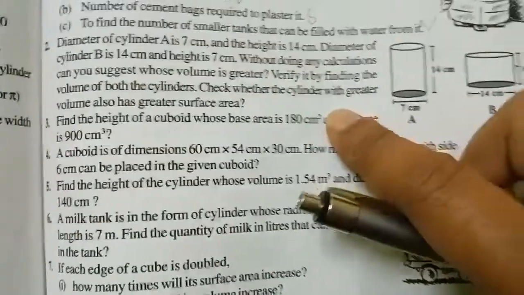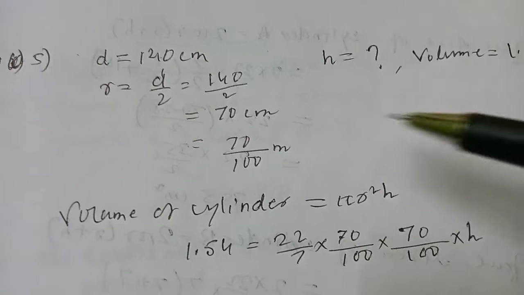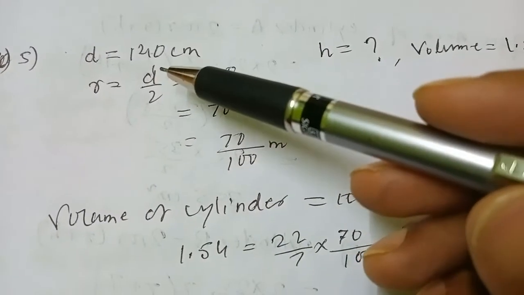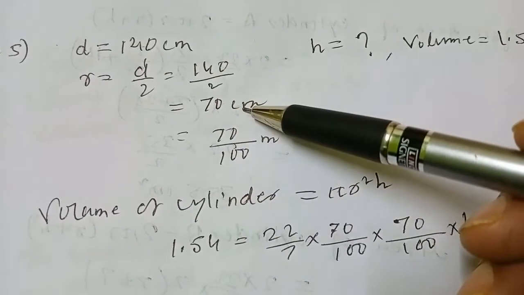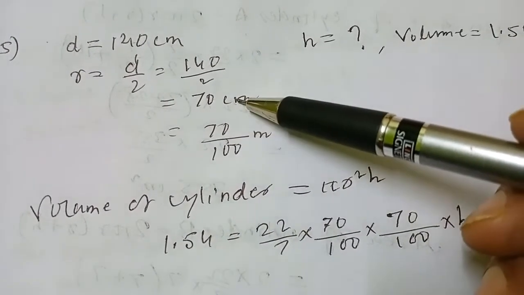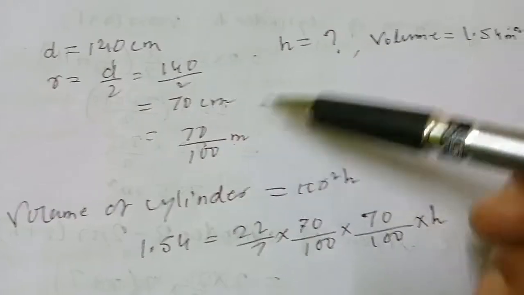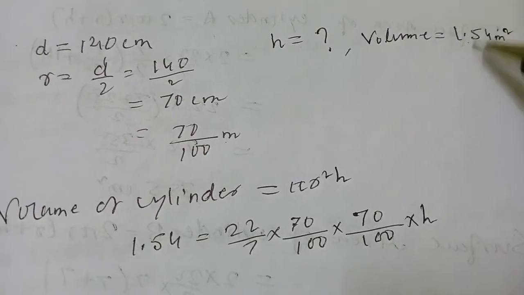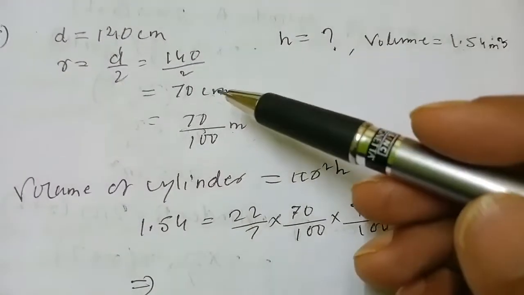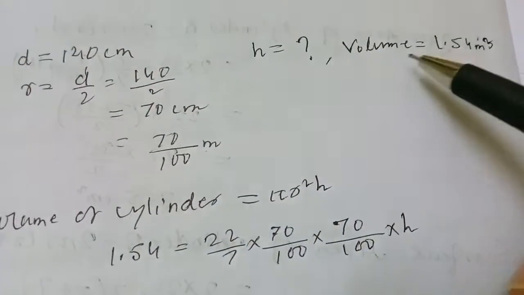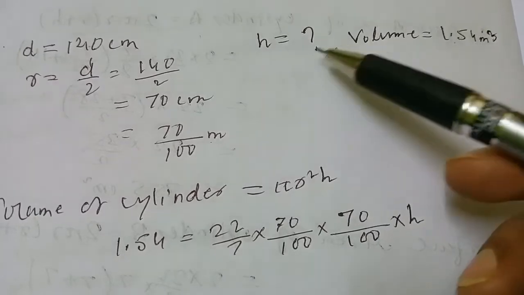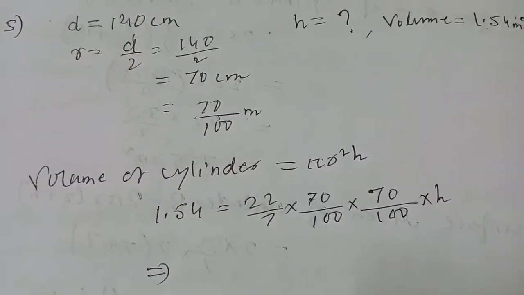Okay, let us find how. So here diameter is given 140, radius is diameter by 2. So 140 by 2, it is 70 centimeter. Now we have to convert this centimeter into meter because the volume is given in meter cube. Okay, so to convert centimeter into meter you have to divide 70 by 100 meter. Now volume is given 1.54 meter cube and height you have to find out. So how can you find out? Very easy.